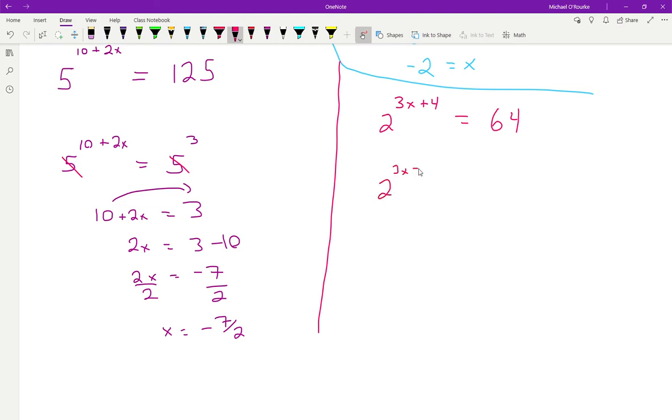So 3x plus 4 is here. It's the worst 3 ever. That's horrible, even worse.